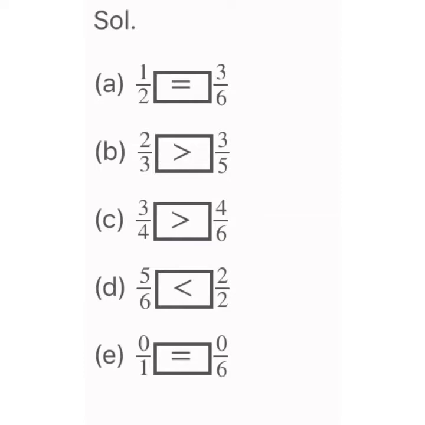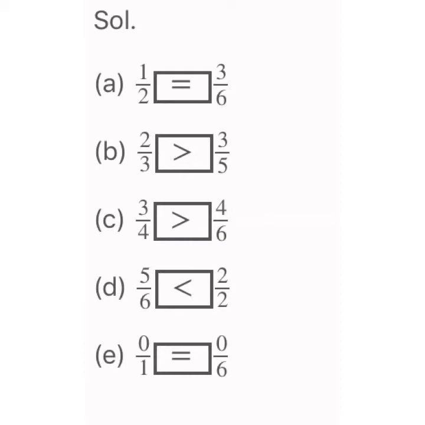Then 2 upon 3 and 3 upon 5. Children, here we will make the denominators common and we will find a number which is a multiple of both the denominators, that is 3 and 5. So 15 is a common multiple of 3 and 5. So 3 multiplied by 5 and 5 multiplied by 3, and with the same number we will multiply the numerators as well. So 2 multiplied by 5 and 3 multiplied by 5.